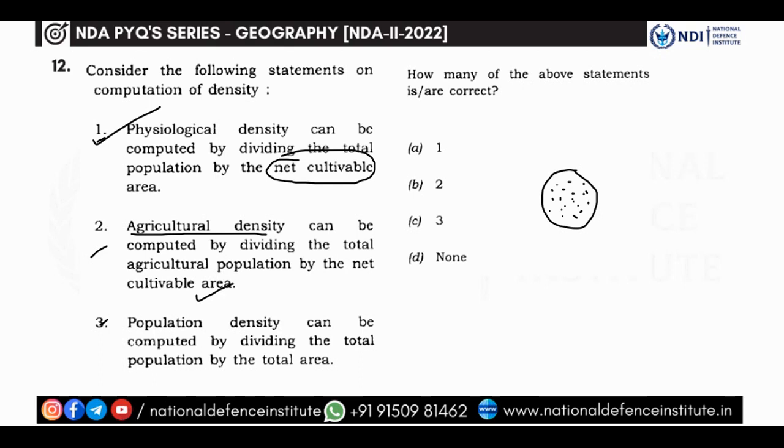Population density can be computed by dividing the total population by the total area. Of course that is also right. So the question is, how many of the above statements are correct? Of course all of the statements are correct. That makes option C the right answer. Let's go for the next one.